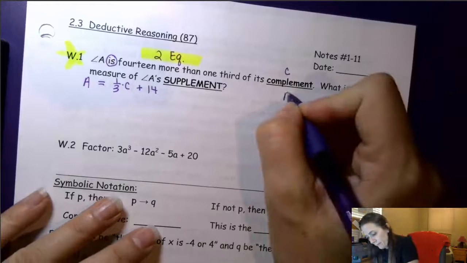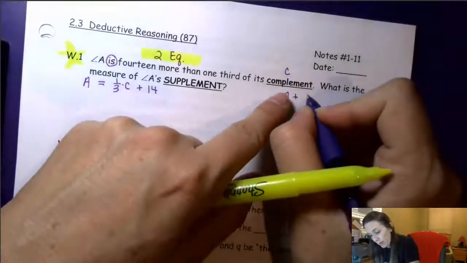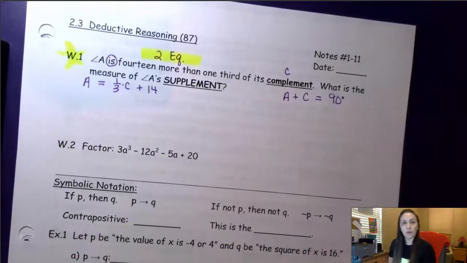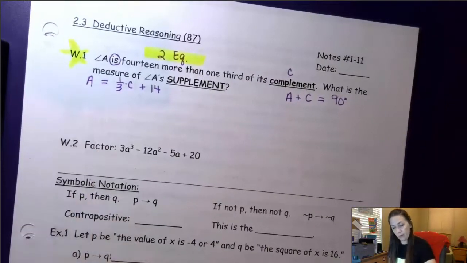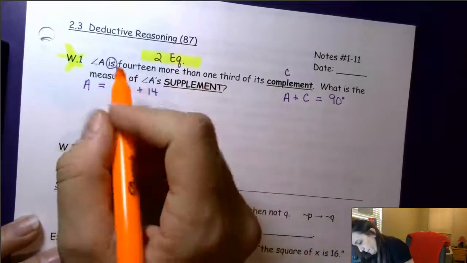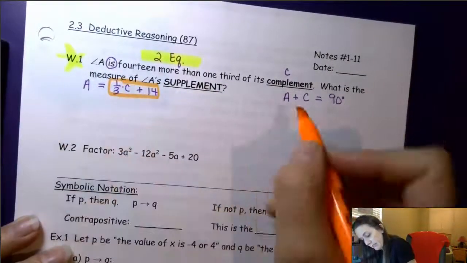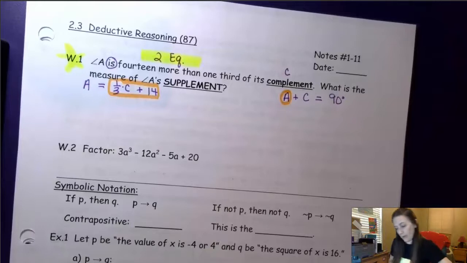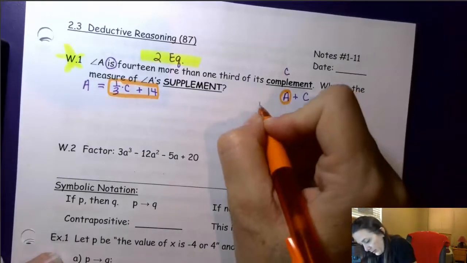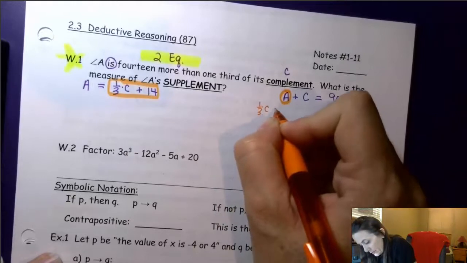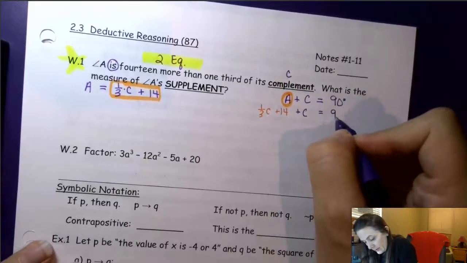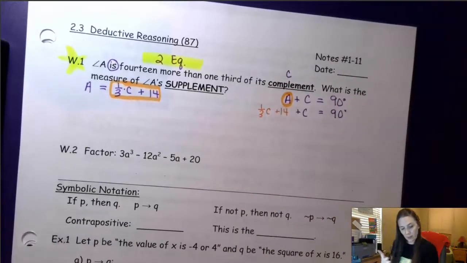Angle A and whatever the complement is has to add up to 90 degrees. So if we remember that the complement is 90 degrees, here are my two equations. I know what A is right here. I'm going to take this value for A and plug it in right here. I'll use my orange pen because I highlighted that orange. I'm going to say 1/3 C plus 14 plus C equals 90. Okay, there are different ways that you can do this.